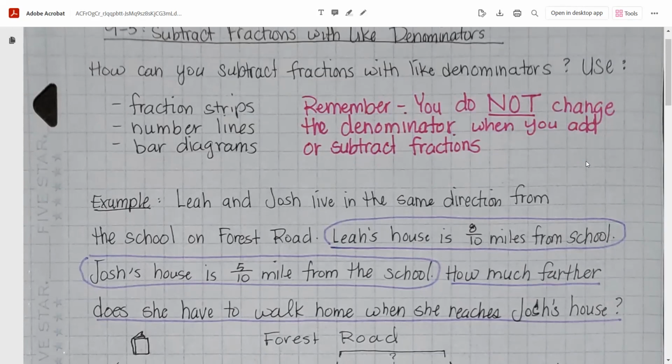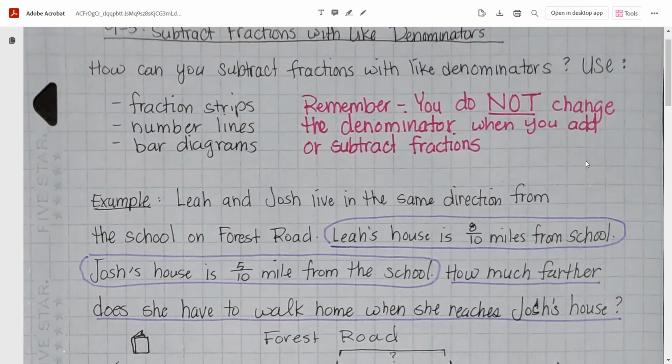So I gave you an example question here. It says Leah and Josh live in the same direction from the school on Forest Road. Leah's house is 8/10 of a mile from the school. Josh's house is 5/10 of a mile from school. How much farther does Leah have to walk home once she reaches Josh's house? So he's 5/8 away, or sorry, he's 5/10 away. My apologies, guys. And she's 8/10 away. So after she reaches his house, how much more does she have left to walk before she gets to her own house?